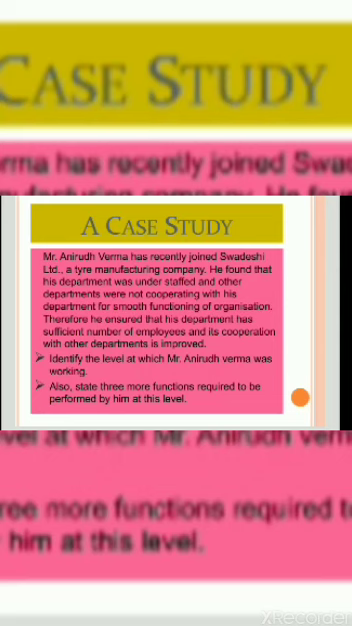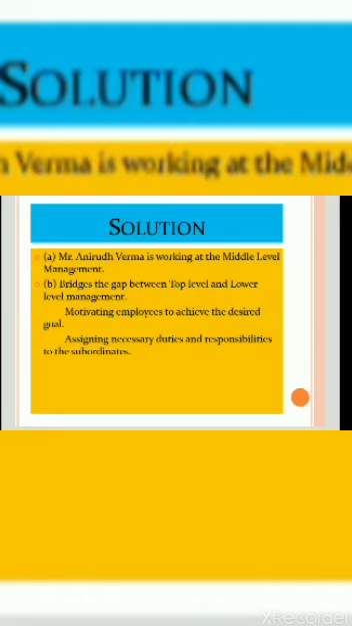So in the next slide, we have the solution of this case. The level of Anirudh Verma is middle level management because he is a manager, a departmental manager. The answer to the second question is: he bridges the gap between top level and lower level management, motivating employees to achieve the desired goal, assigning necessary duties and responsibilities to the subordinates.